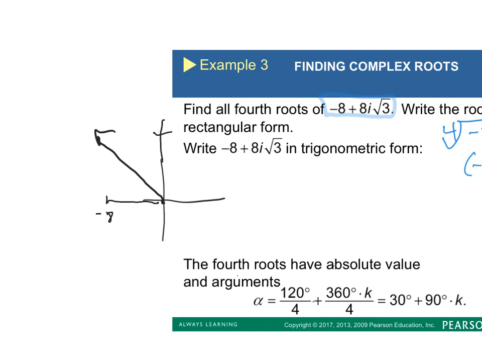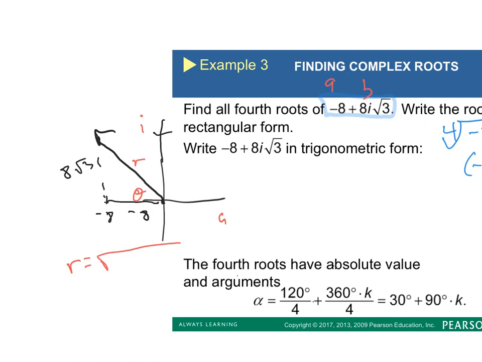about here, and then if I label my triangle, this is negative 8, and this is 8 square roots of 3 distance, because that's my i distance. Remember, this is my i, and this is my a. I graphed a negative 8 for a, and then this is my b. To turn this into trigonometric form, I need this r, and I need this theta. So let me do r first. That might be the easiest.